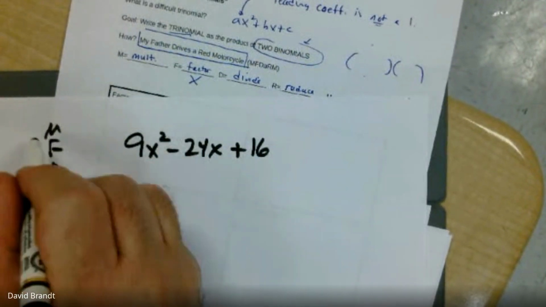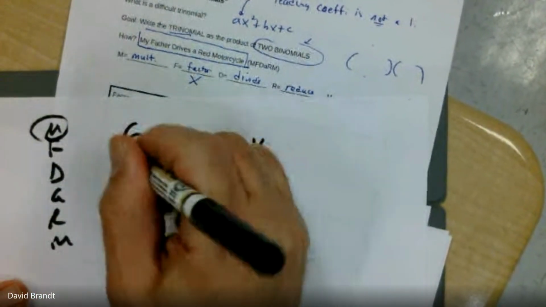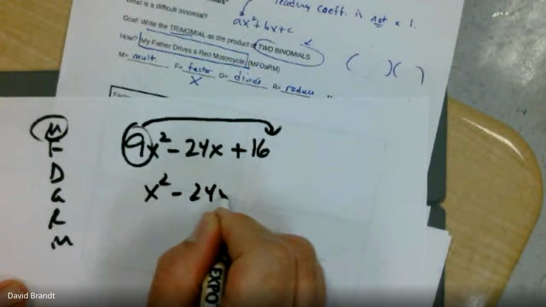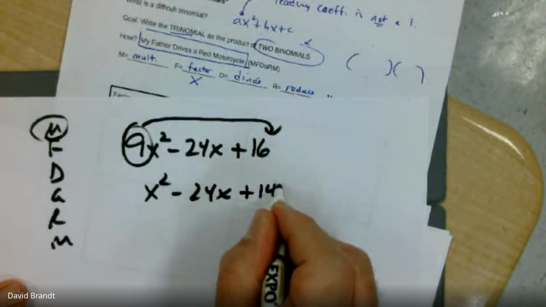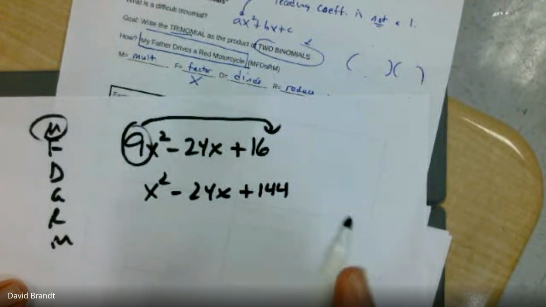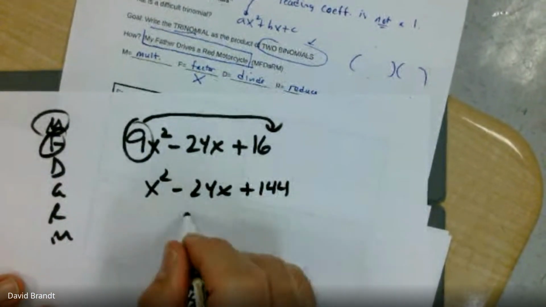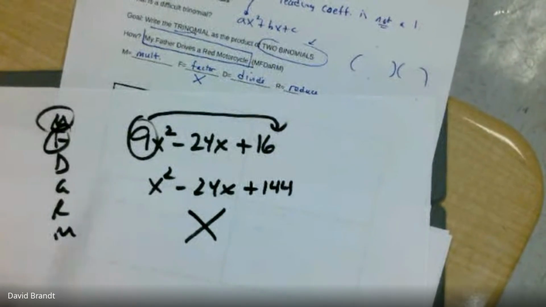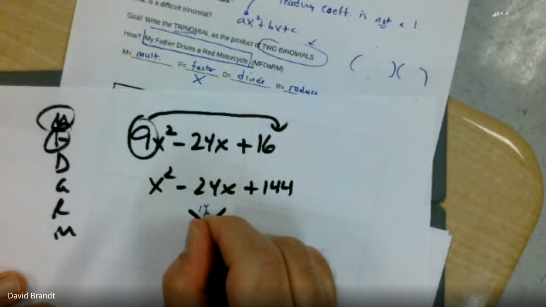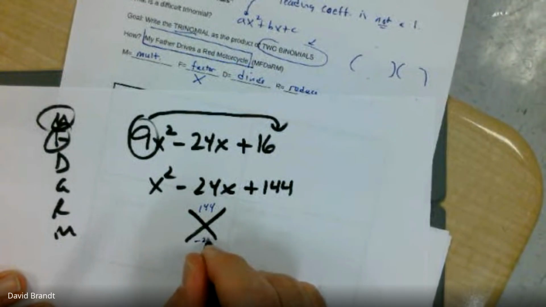So the first letter, M, means take the 9 off and multiply it by the number on the end. That is 144. Now factor, that's use the X. You're going to put 144 on the top and negative 24 on the bottom.